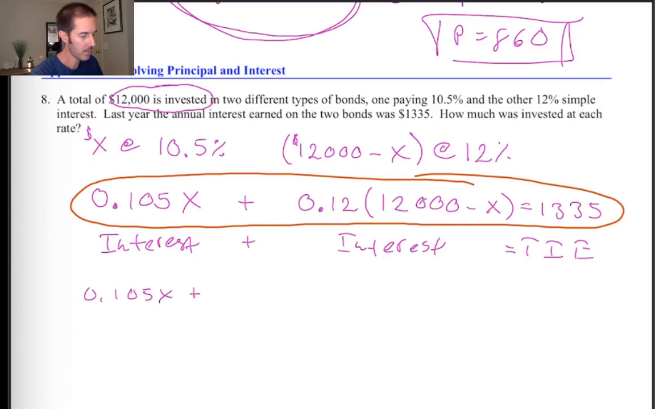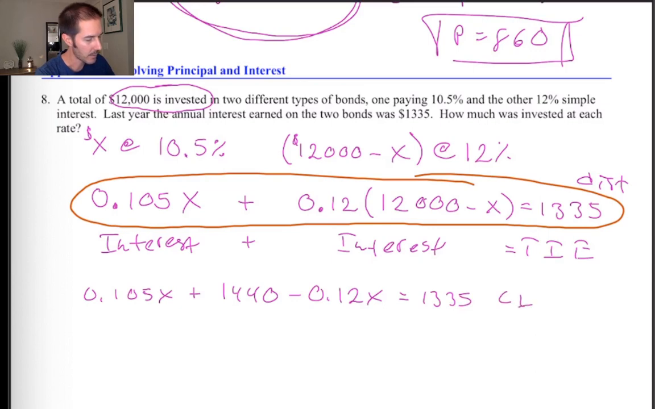0.105x plus, now I need 0.12 times 12,000. The 12 times 12 makes 144 with 3 zeros after it. Slide the decimal to the left a couple of places. We'll only have 1 zero after it. That makes 1440. Or you can do it in your calculator. See, this math I can do. Simple subtraction though, forget it. Minus 0.12x. So I've distributed, and you should put a little note up here, DIST. Okay, that's still equal to the 1335.